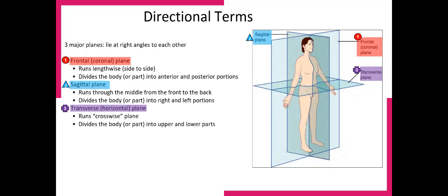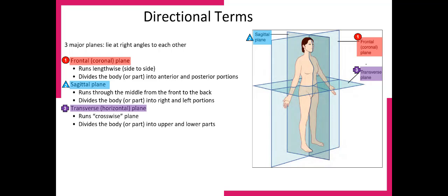Directional terms, again, we'll refer to these directional terms as we go along in this course. So what happens here is that there are three major planes that lie at right angles, at 90-degree angles to each other. And basically, this is something that we'll talk about as we go on.